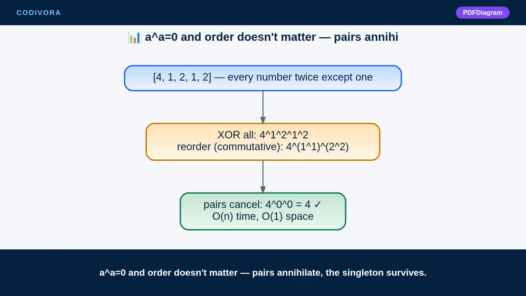a XOR a equals 0, and order doesn't matter. Pairs annihilate. The singleton survives.